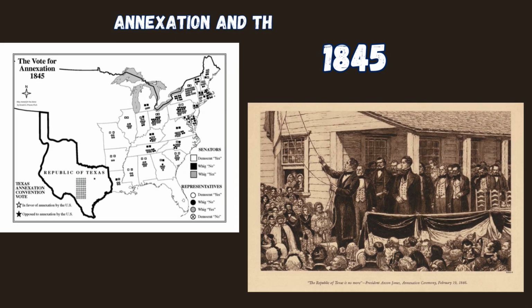Texas annexation, 1845. When Texas was annexed by the United States, it entered as a slave state, further tipping the balance toward the pro-slavery South. This deepened the divide between northern and southern states.